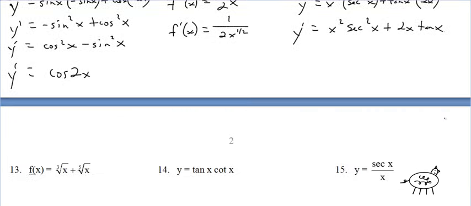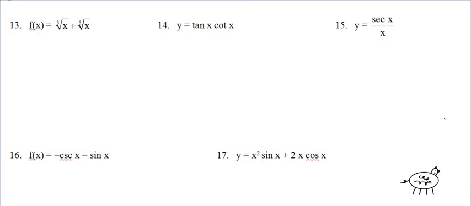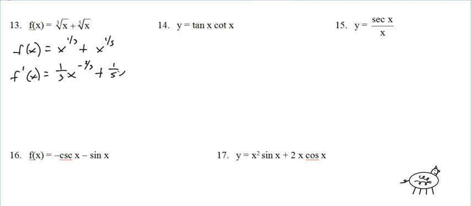Cruising right along. Number 13. Again, it's a lot easier if you write it with rational exponents. So x to the 1/3 power plus x to the 1/5 power. And then apply the power rule. So you get 1/3 x to the negative 2/3 power plus 1/5 x to the negative 4/5 power. Okay, and you really should not have negative exponents. You really should have positive exponents. So we're going to say f prime of x equals 1 over 3x to the 2/3 plus 1 over 5x to the 4/5.